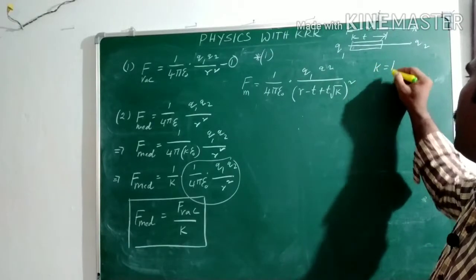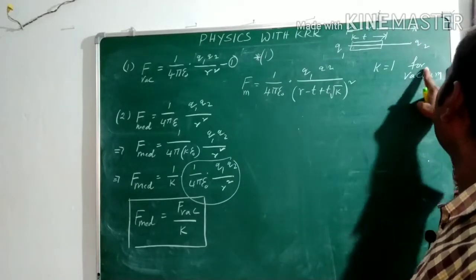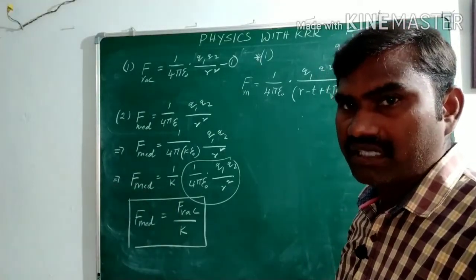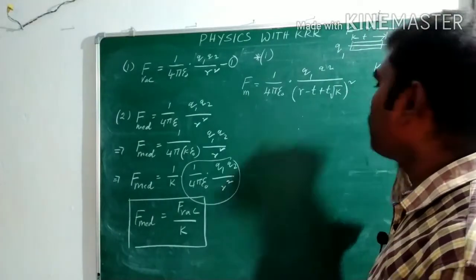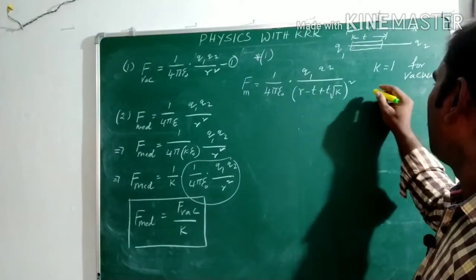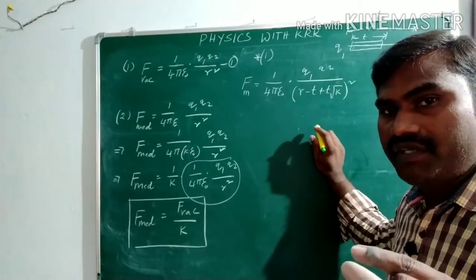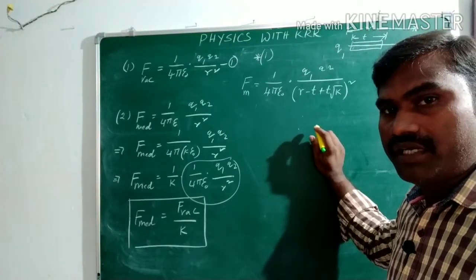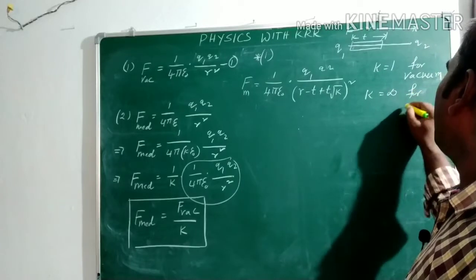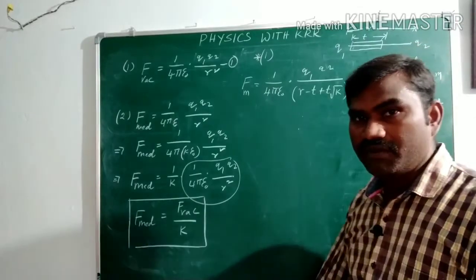So k is equal to 1 for vacuum. So k is equal to 1 point something, which is greater than vacuum, for air. So k is greater than 1 for air. In general we'll take 1 for air or vacuum, like that we will take. But specifically when you are talking about air, air has somewhat greater dielectric constant than vacuum. Now k is equal to infinity for conductors, that is, metal. K is infinity for metal.